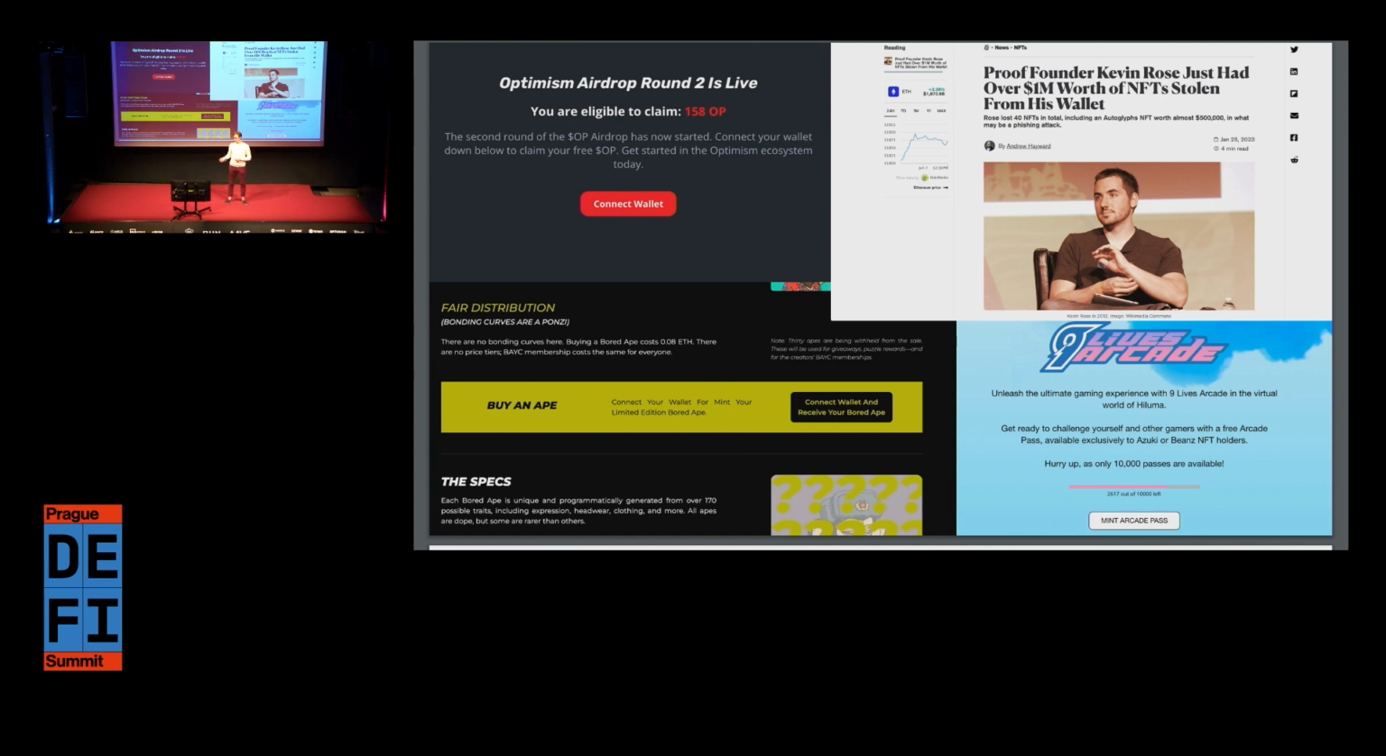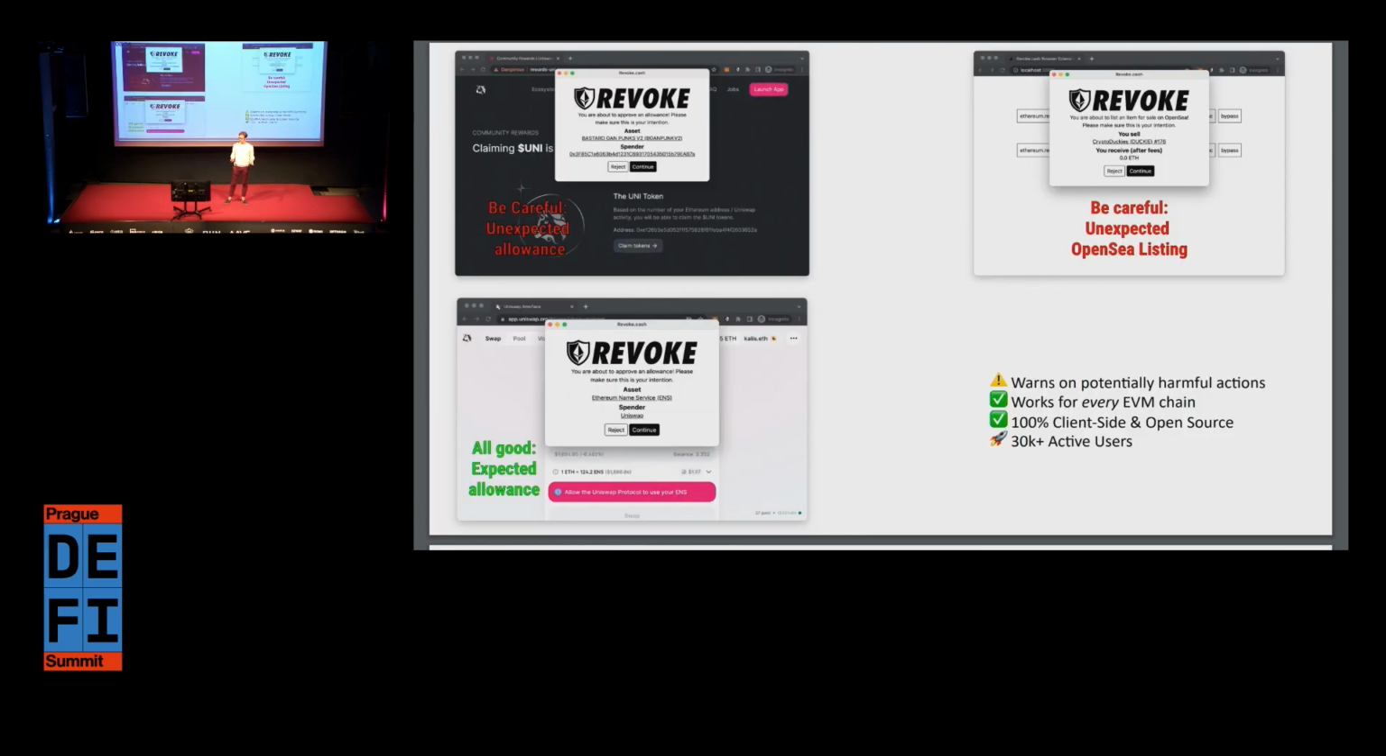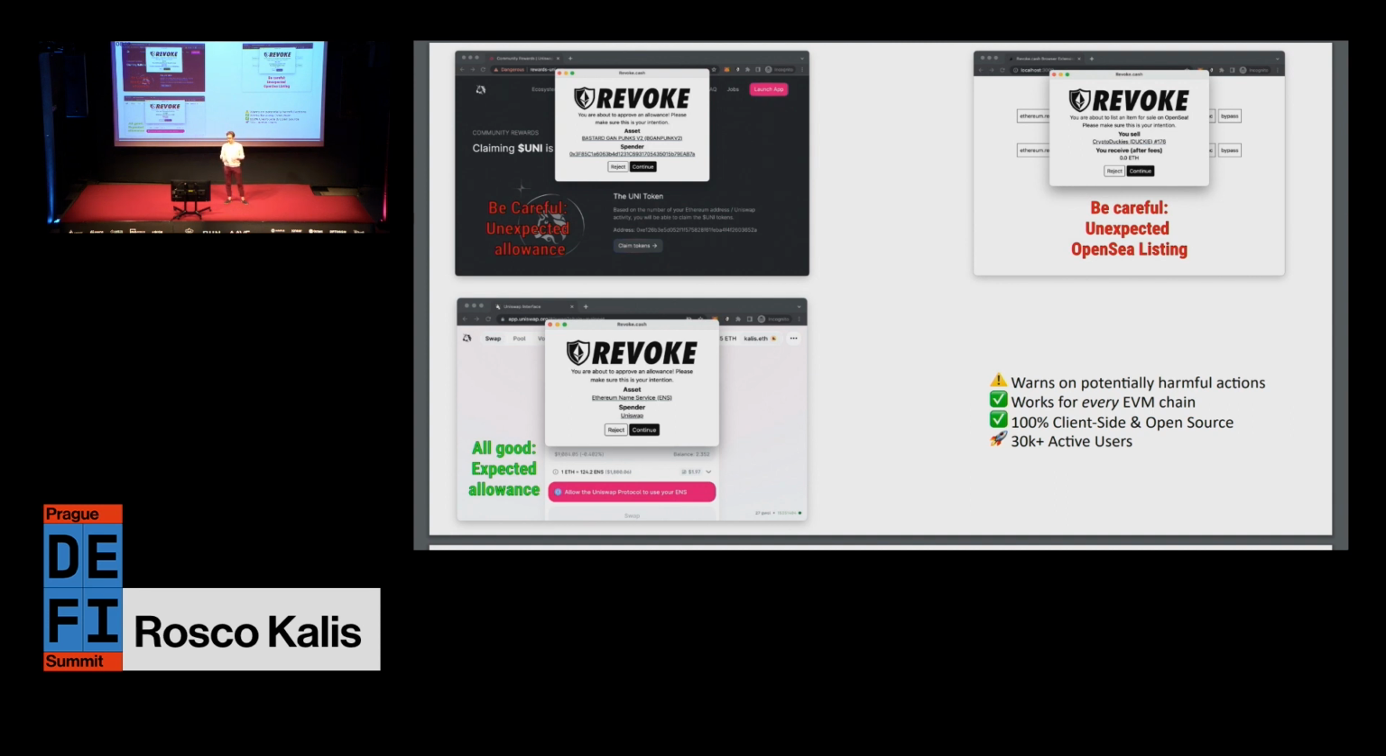And this is an interesting one that we saw earlier this year, where Kevin Rose had over $1 million stolen from his wallet through one of these phishing websites. And while Revoke.cash, the token approvals platform, can definitely help with these kinds of cases, it's not the full picture. So last year, I developed a browser extension, the Revoke browser extension, which complements the token approvals platform by adding warnings when you're about to, for example, give a token approval, but also certain other kinds of harmful actions, such as listing NFTs for sale.